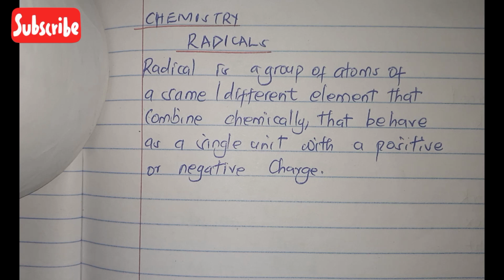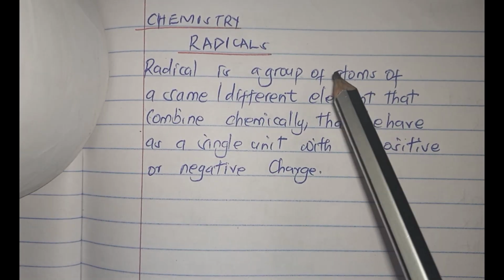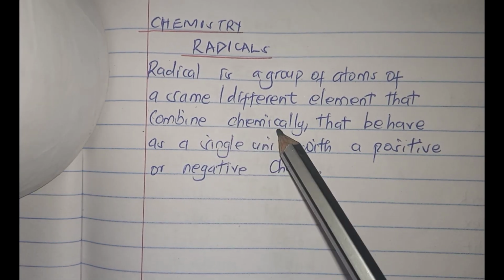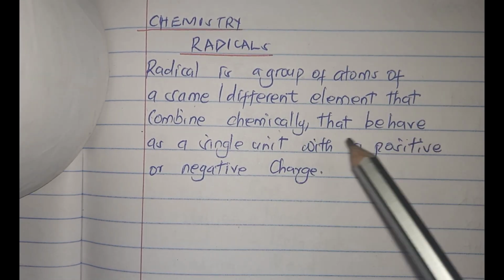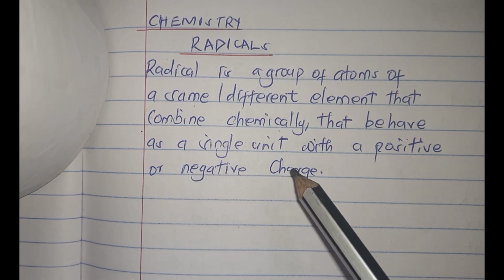Today I'm going to take you through chemistry. Our subtopic today is about radicals, and I'm going to begin with the definition. What is a radical? A radical is a group of atoms of the same or different elements that combine chemically and behave as a single unit with a positive or negative charge.